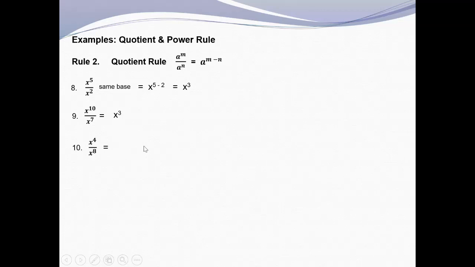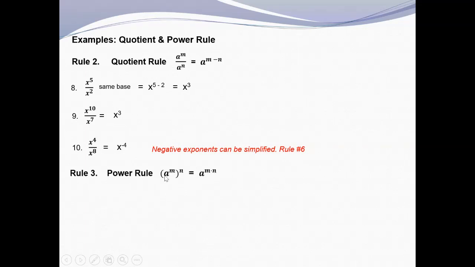x to the 4th divided by x to the 8th, the answer should be x to the negative 4, right? Because 4 minus 8 is negative 4. Now, I believe in rule number 6, we're going to deal with negative exponents. So for now, we just have that as the answer. But this can be simplified to something else, okay? Which is a negative exponent, which will be rule number 6. I'll show you that example when we get there.